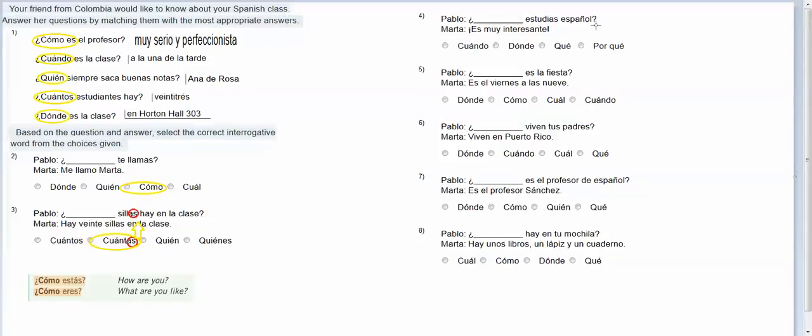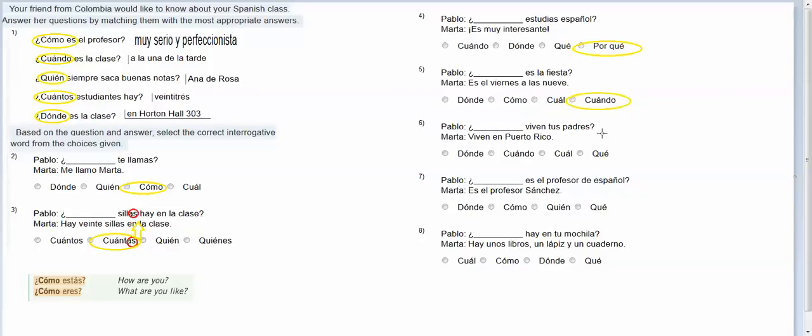Okay, so Pablo blank estudias español, es muy interesante. So the reason he gives is that it's very interesting. So you probably want to know why. Why do you study Spanish? ¿Por qué is why. Okay, then here, Pablo, blank es la fiesta, es el viernes a las 9. So here you're giving a time and a date. So you probably want to know when is the party, which is cuándo.